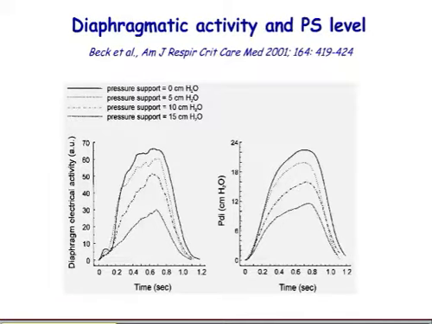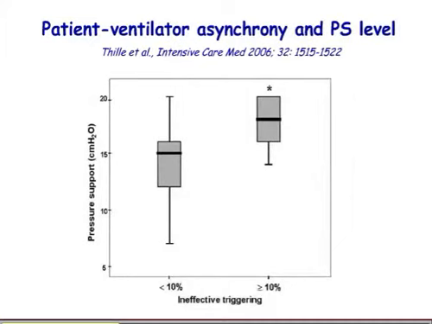So again, intuitively, one might say, if my patient's respiratory muscles are weak or fatigued, then I should set the highest level of pressure support possible. But there's another pitfall which awaits us if we do that, and this was nicely shown in terms of clinical consequence. Laurent showed you this slide before. The percentage of patients with ineffective triggering was much higher in those patients receiving the highest level of pressure support.